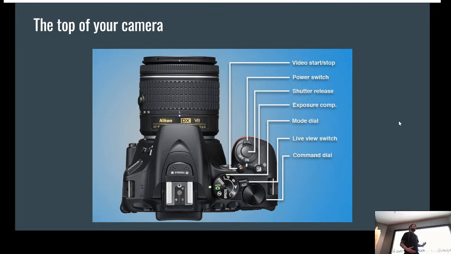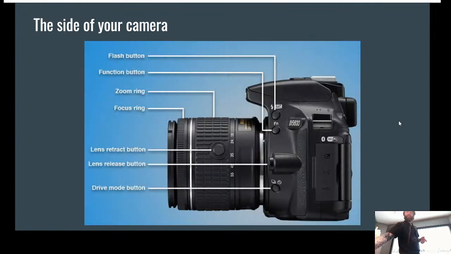So mode dial, we'll go through the different modes of the camera: automatic, manual, shutter priority, aperture priority. Live view switch will toggle the viewfinder and the LCD screen that you have. And the command dial really will only come into play depending on what you have your mode dial set to. So if you're doing automatic, you have no control over the command dial. The command dial will stay the same. But let's say you're doing shutter priority, where you're controlling the speed at which the shutter is closing on the camera. That's where the command dial would come into play. The command dial would be your way to adjust the shutter speed. If you were in aperture priority, same idea. Your command dial would then dictate the aperture on the actual camera itself. For what we're talking about, automatic, you don't have to worry about the command dial. In the next class, the command dial comes into play a lot more.